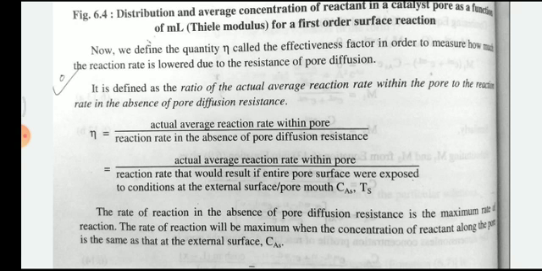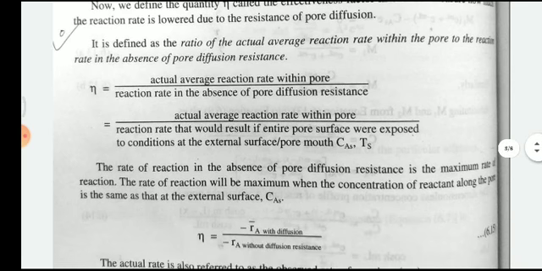Okay, so it is given by this. Efficiency is the actual average reaction rate within a pore divided by the reaction rate in the absence of pore diffusion resistance. So it equals the average reaction rate within the pore divided by the reaction rate that would result if the entire pore surface were exposed to the conditions at the external surface or pore mouth, that is CAS and TS.